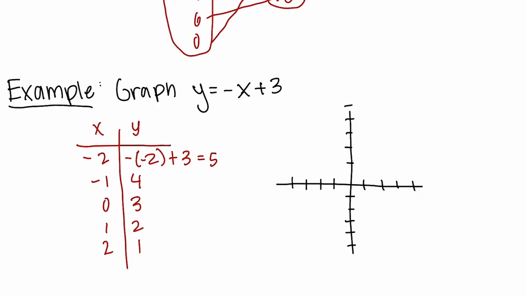So okay, x equals negative 2, y is 5. X equals negative 1, y is 4. X equals 0, y is 3, then 2, 1, 0. And then we could go and connect the dots. So let's connect the dots here.